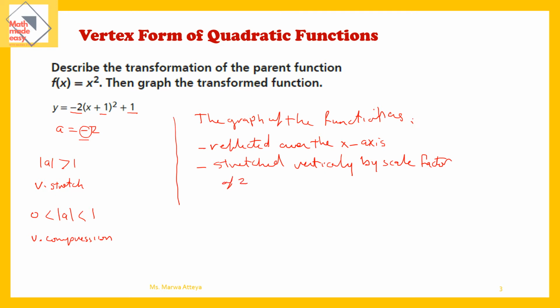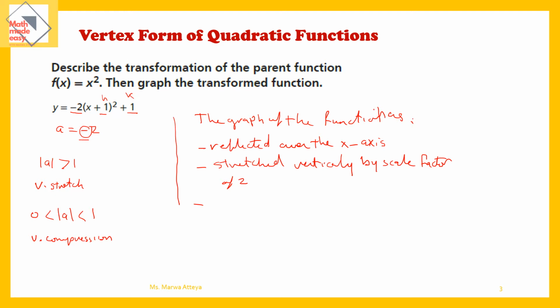So whatever number we have here, this is the scale factor. What else happened? Now these two numbers, the one inside the parentheses and the one outside, which are the values of h and k if we remember, these two values represent the horizontal and vertical shift. Now h represents the horizontal shift.